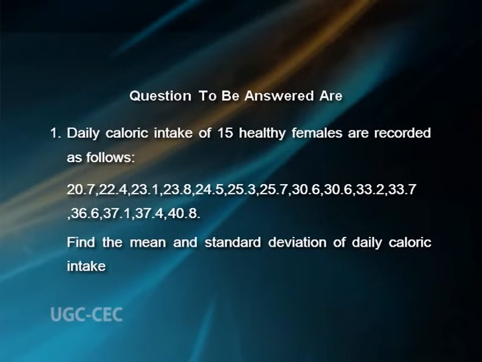Before the next session, please try to answer the following questions. Question number 1. Daily caloric intake of 15 healthy females are considered as follows: 20.7, 22.4, 23.1, 23.8, 24.5, 25.3, 25.7, 30.6, 30.6, 33.2, 33.7, 36.6, 37.1, 37.4 and 40.8. Find the mean and standard deviation of daily caloric intake.